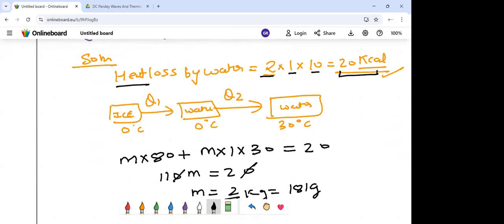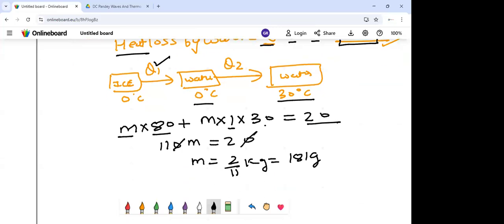Now here for ice, first it will melt, so it will require some heat. How much heat? Mass into latent heat of fusion. Then after ice melts completely into water, it is not stopping at 0 degree, it is rising up to 30 degree because that is the final temperature. For that extra, how much heat is required? Mass into specific heat into 30. Since both sides should have the same unit, I have kept mass in kg. So we compared heat lost and heat gained, and we got 2 by 11, which in decimal will be 0.181. Is that clear to you?